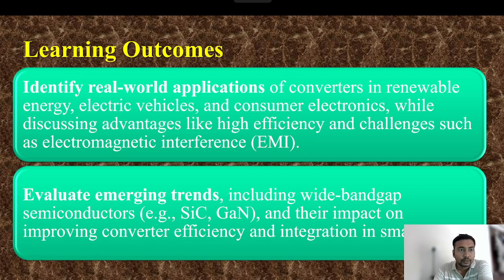regulation. Other learning outcomes are that you will come to know the real world applications of these converters, where they are used, like in renewable energy, electric vehicles, and other consumer electronics, like the charger you are using. There you will also find that some electronic converter is being used. You will also be able to evaluate the emerging trends: earlier power electronic converters were based on silicon or germanium, but now these are based on silicon carbide and gallium nitride, which are pushing the boundaries further for electronic converters.